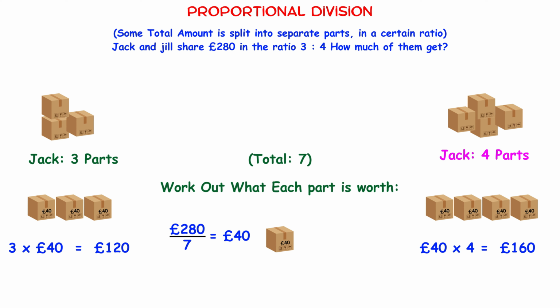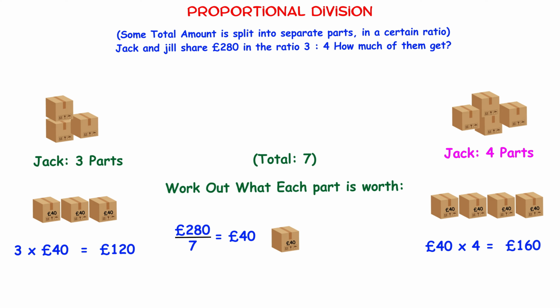And then, because we said earlier that Jack has 3 parts, and we know that each part is worth 40 pounds, we know that he'll have 3 times 40, which is 120 pounds, whereas if we do the same thing for Jill, because she has 4 parts, we multiply the 40 pounds by 4, showing that she gets 160 pounds.